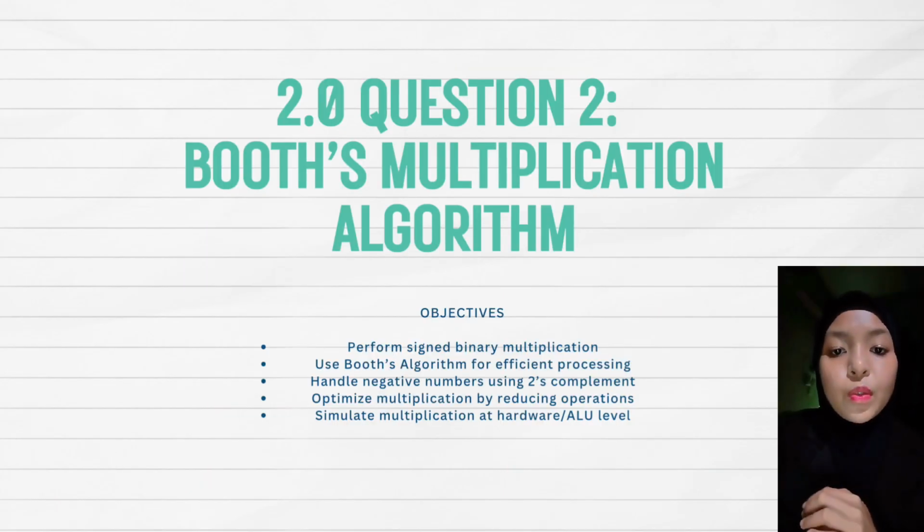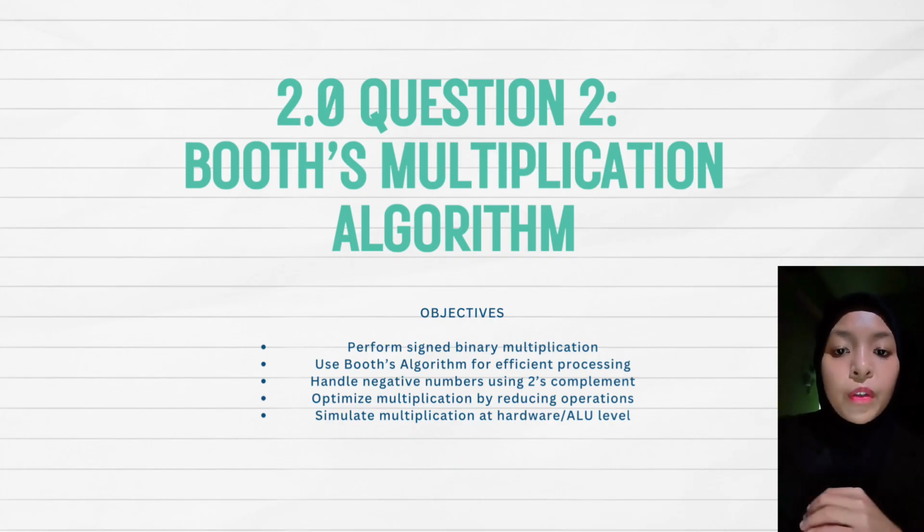For question 2, we're working with Booth's multiplication algorithm, which is used to multiply signed binary numbers using 2's complement representation. The objective is to multiply x equals -12, y equals 4 using a 5-bit word, and x equals 15, y equals -8 using a 6-bit word.